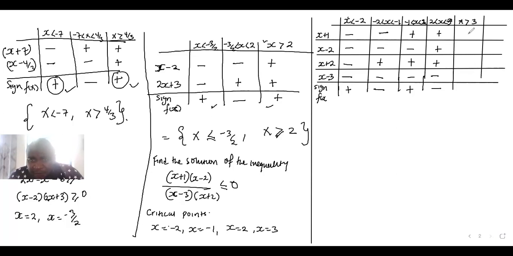Four. Give me the signs. Positive. Positive. Positive. Positive. Total. Positive. But guys, don't cram that always the extreme column should have positive throughout. Likewise, don't cram that the first column should have negative throughout.